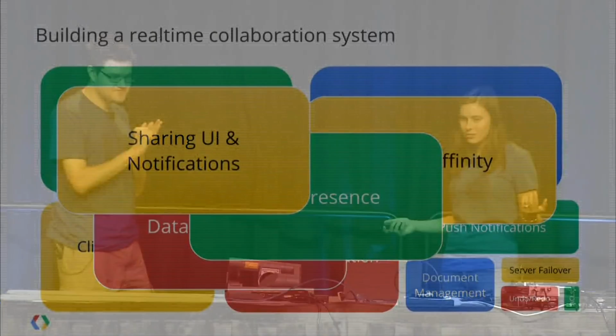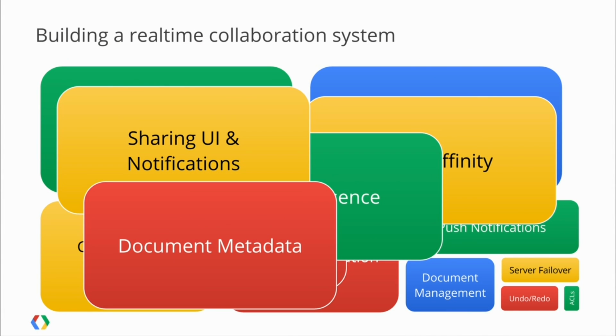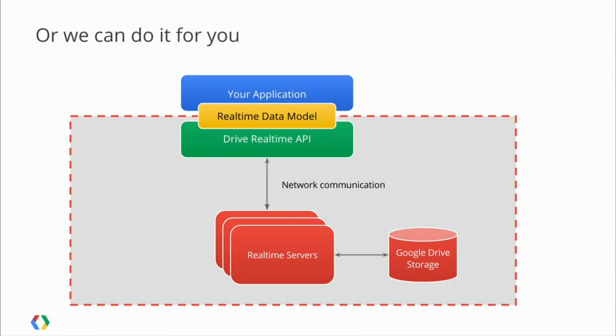I can't really come up with anything for that. Yeah, all right. Well, what about server affinity or data replication or user presence? Or how about sharing? Or document metadata, profiles? I think this might be a little bit harder than I was thinking. What if there were some kind of an API that did all of this for us?